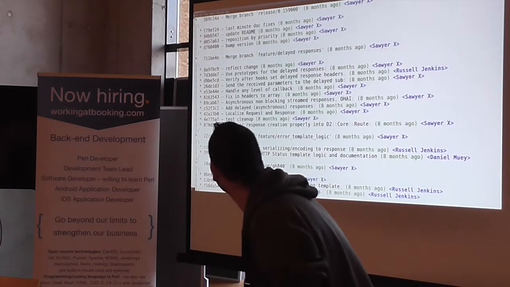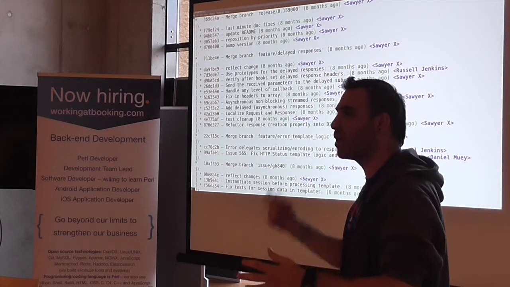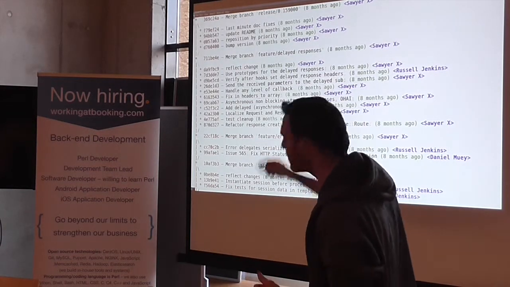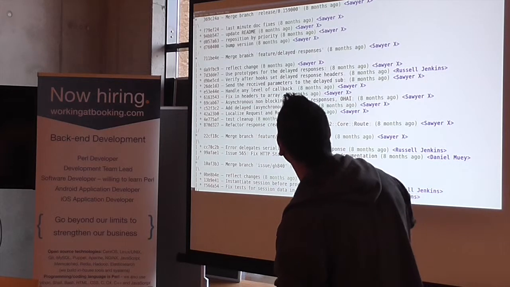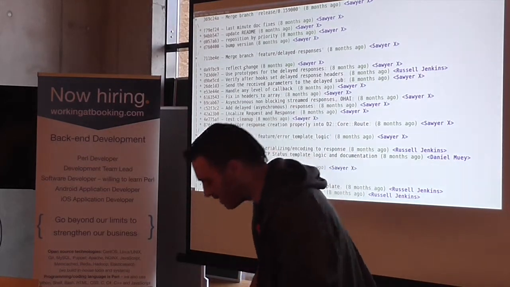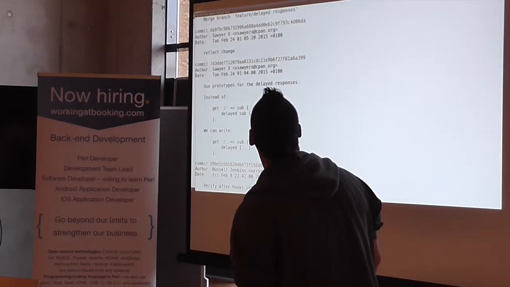You can see here the merge of the branches, but this is, by the way, how the commit history looks like, and then Rusty found the one commit in which I messed up the rebase, but this is usually how it looks. And you can see the delayed responses branch over here, and each one of these commits actually passes, and none of the tests break. And that's how we usually write it, which I really like. We have a high standard for the way we write.